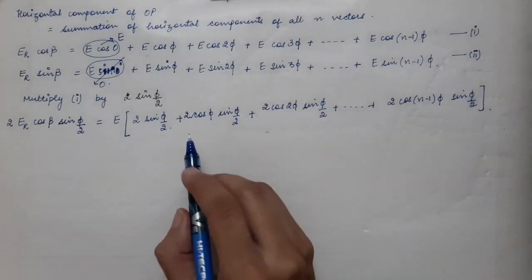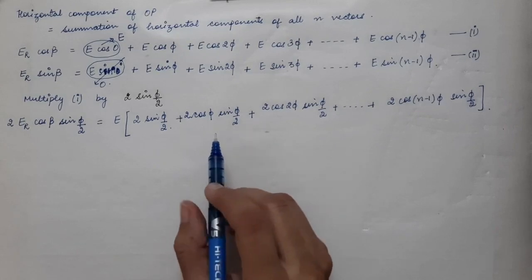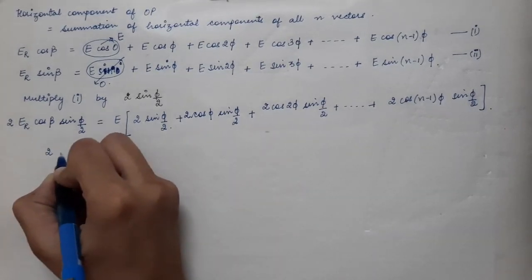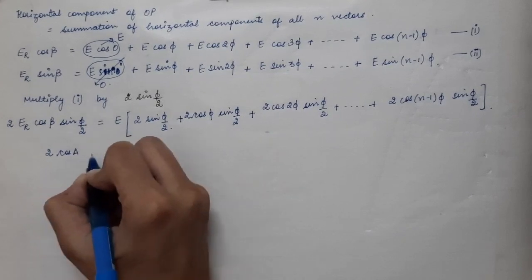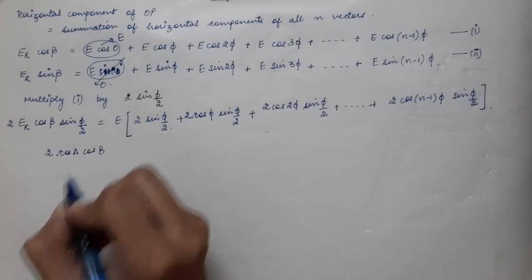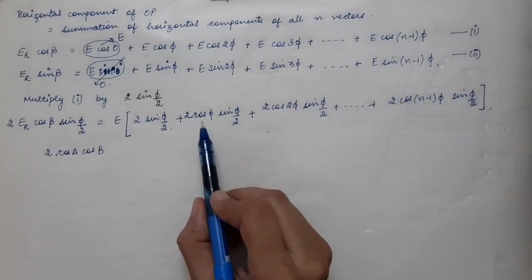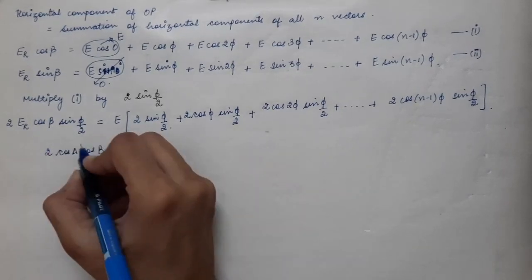So now we will use over here the formula of twice of cos A into cos B. Sorry, we have cos A and we have sin B.